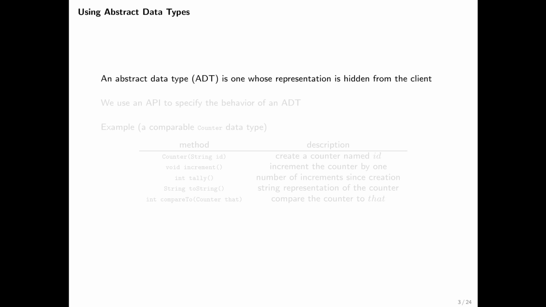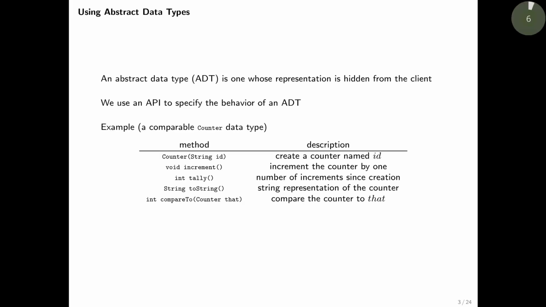So an abstract data type, or ADT for short, is one whose representation is hidden from the client. All right, and we use an API to specify the behavior of an ADT. So the client is aware of the ADT only through the API, and the client is completely hidden from the representation of the abstract data type. So the internal representation is not available to the client.